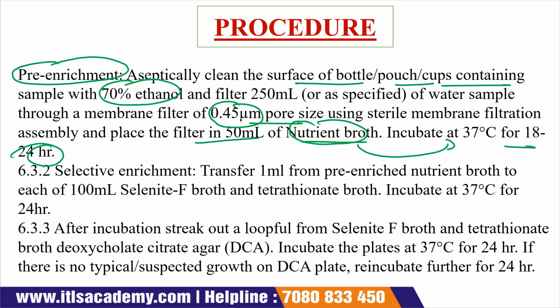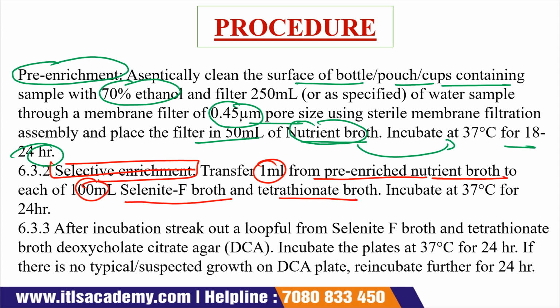Okay, then after that, the second procedure is your selective enrichment. In this process, we transfer 1 ml from the pre-enriched nutrient broth into 100 ml of selenite F broth and tetrathionate broth. We take 50 ml of selenite F broth and 50 ml of tetrathionate broth, and after combining it, it will become 100 ml. Then we incubate it at 37 degrees Celsius for 24 hours.